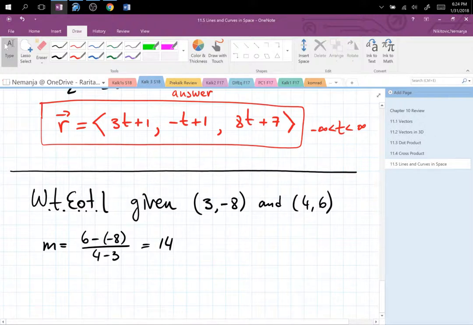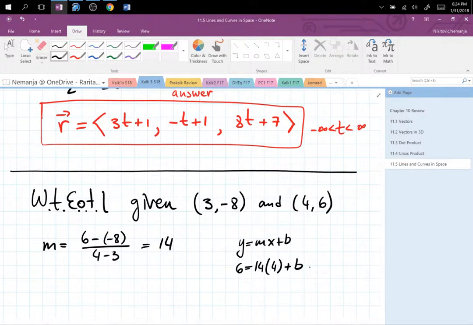And as soon as you're there, you're happy, because now you have a slope and you have a point, and you can immediately go to y equal mx plus b, plug everything in and be done, right? Y equal mx plus b, pick 4 and 6 because it has no negative numbers. You have 6 is equal to 14 times 4, plus b, so that's 56, and then b is negative 50, right? So y equals 14x minus 50, and you're done.